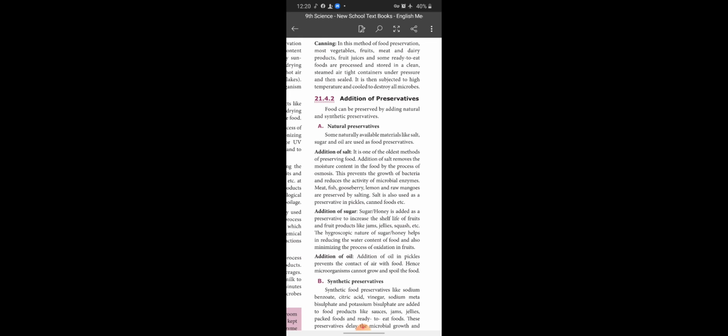Okay, children, you will get it as a 7-mark question. Explain the various processes involved in food preservation. This is a 7-mark question, children. You can bracket it, and this is the homework for you today.